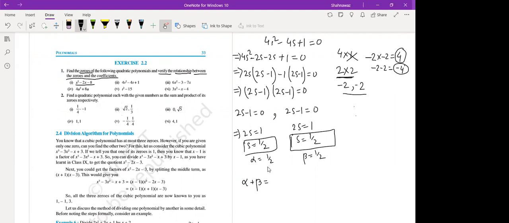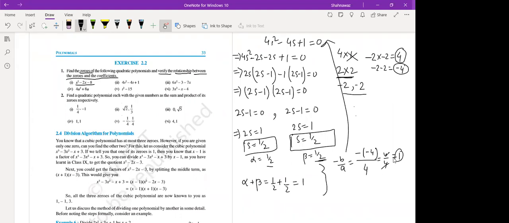Okay, so what will be the sum of the roots? 1 by 2 plus 1 by 2, and that is 1. And what is minus b by a from this? Minus of minus 4 by 4. So this will be 4 by 4, and this is 1. So alpha plus beta is equal to minus b by a.